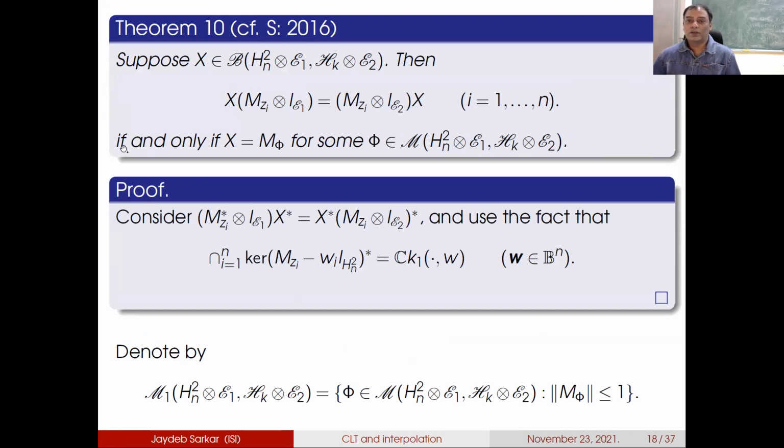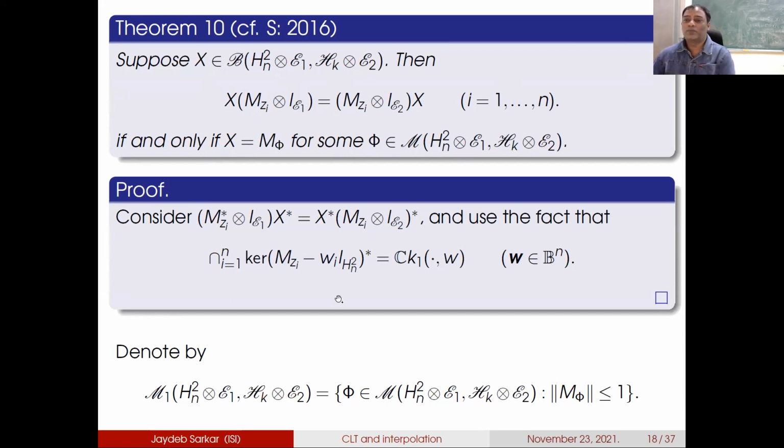And this is useful. Perhaps known to experts, but if you want a shorter proof, perhaps you want to look at it. It's one of my papers in 2016. So suppose X is a bounded linear map from H2n to H_K. So now see the difference. I'm keeping H2n on the left and H_K on the right. So I cannot take H_K on the left, otherwise there is a problem. And so X is a bounded linear map, and assume that X intertwines your multiplication here and the multiplication there. And if that does, then your X is going to be an M_phi for some phi in the multiplier space, and the converse side is easy.